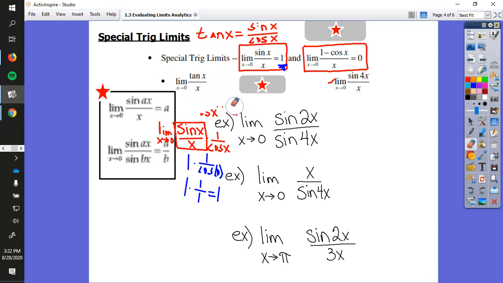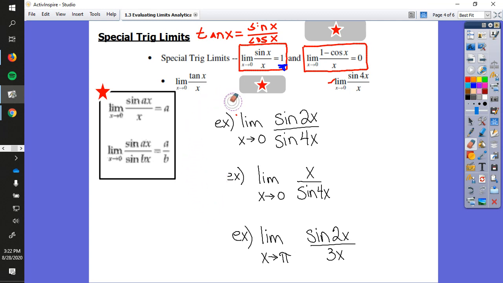Okay, so that's how you can manipulate some of these trig identities, and what we learned in pre-calc with some of our basic trig identities there, and how we use these trig identities of limits to help us find and evaluate these trig limits. Now, let's go ahead and look at what's in the box over here to the left. What we have is the limit as x approaches 0 of sine ax over x equals a. So this is what I was talking about.